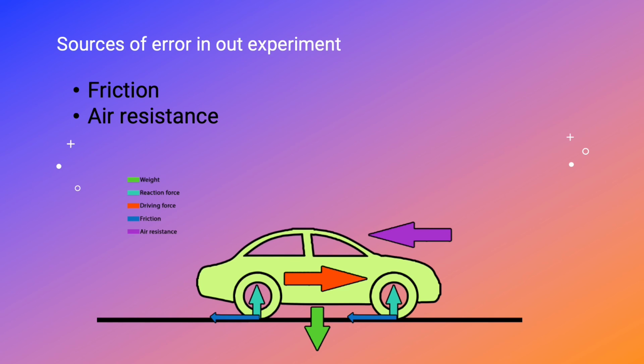Before we end, it is also important to mention possible sources of error in our experiment, including the friction and the uneven surface that the object was rolled on.